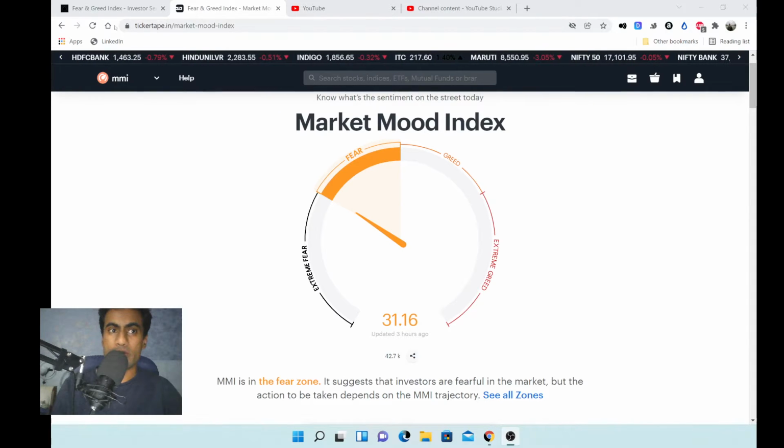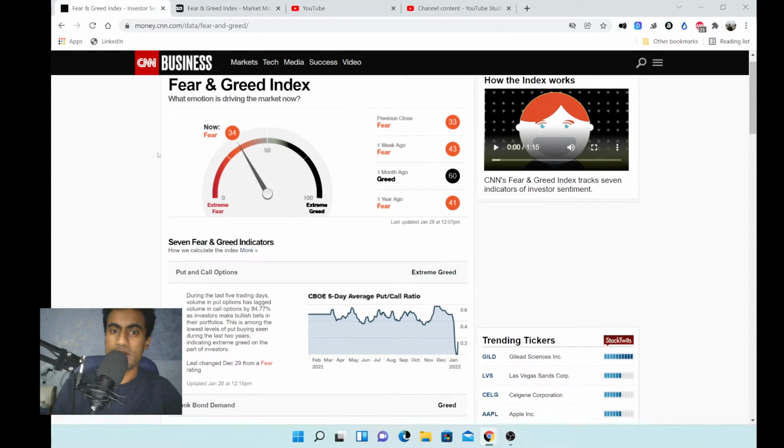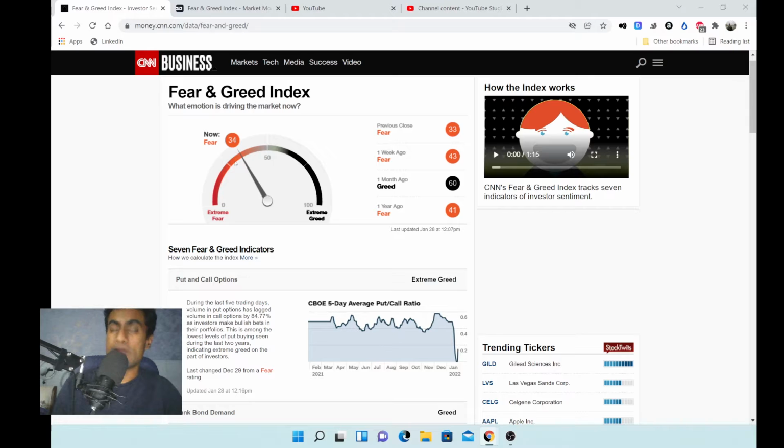The second one I'm showing is the CNN website. This is what is called the Fear and Greed Index. So right now the market is at 34 in the US stock market. So there's a lot of fear.